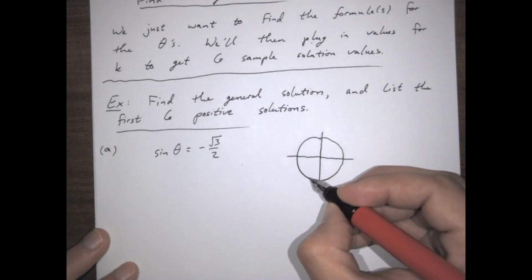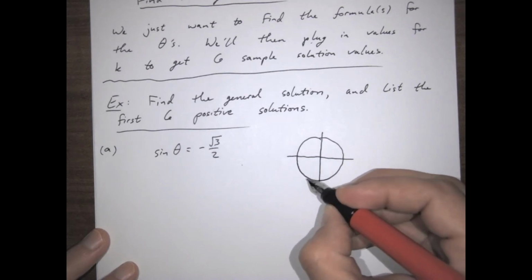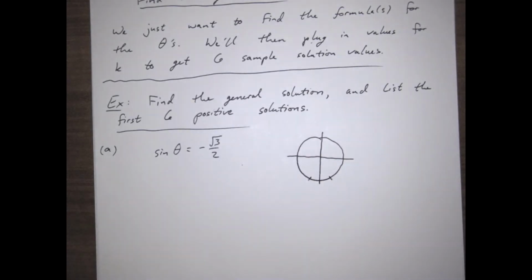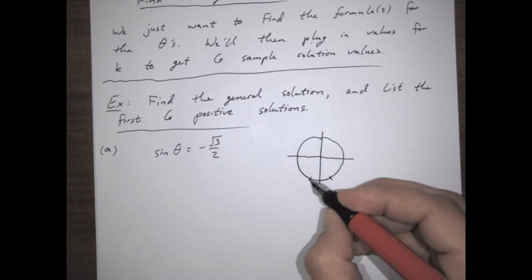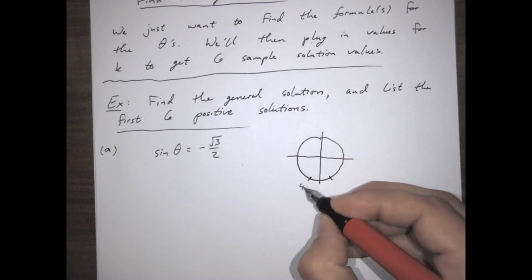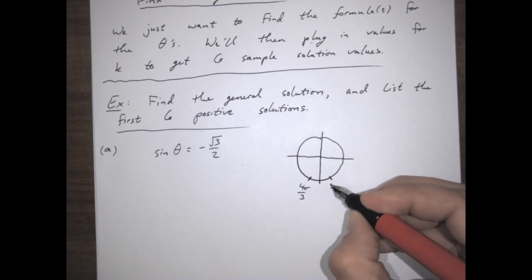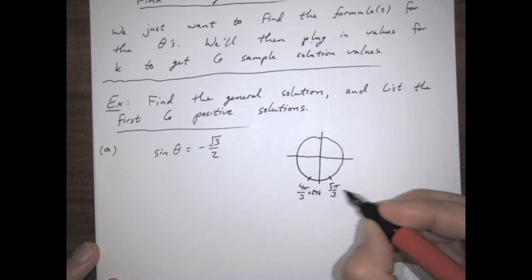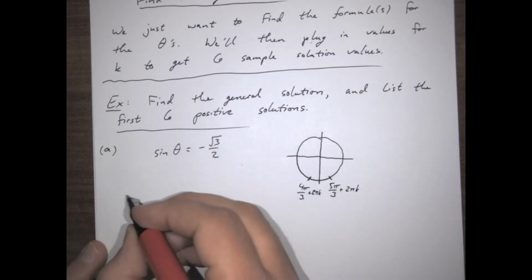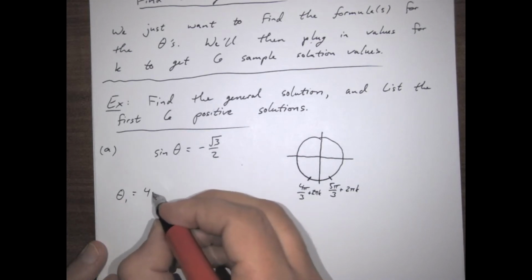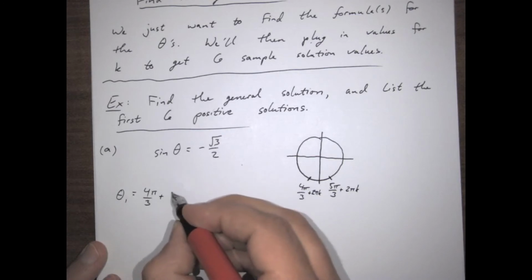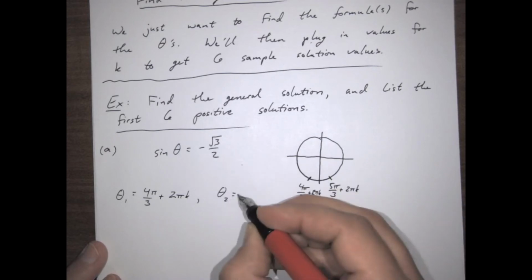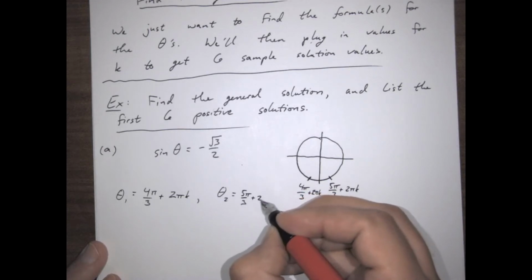So if we think about where this is going to put us, negative root 3 over 2, the y value is negative and low, so it's going to be down here. This one is known to us to be 4 pi over 3. This one is known to be 5 pi over 3, plus 2 pi k. So we have theta 1 equals 4 pi over 3 plus 2 pi k, and these are somewhat simpler, at least here. And theta 2 equals 5 pi over 3 plus 2 pi k.